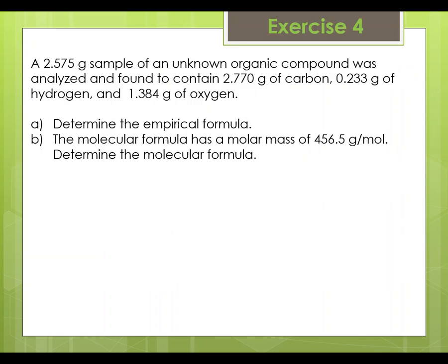So let's do an example. This one's going to have us also do the molecular formula in part B. So we have an A and a B part. We have this sample that was thrown in the machine of an unknown organic compound. It was analyzed and found to contain carbon, hydrogen, and oxygen, a certain amount of grams of each. All right, so we're going to start by finding the empirical formula. Of course, we're going to use the chart. Now it tells us right here that our molar mass is 456.5. So later on, we're going to use that to find part B.